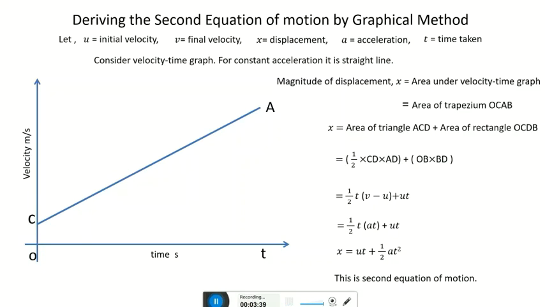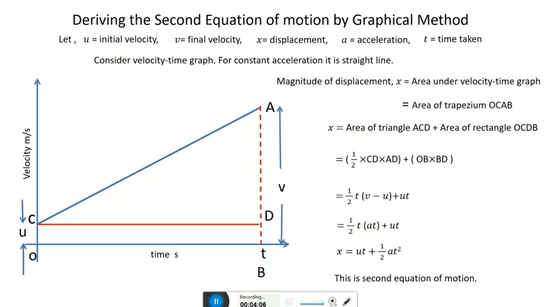This is point C, point A. Draw a perpendicular from A on the x-axis. Similarly, draw a perpendicular from C on AB. The point is D. U is the initial velocity at time t equal to 0. V is the final velocity at time t. So ACD is a triangle. Then OCDB is a rectangle. So a trapezium is formed, that is OCAB, whose two lines are parallel. AB is parallel to CO. So the magnitude of displacement x is equal to the area under the velocity time graph. That means the area of trapezium OCAB.